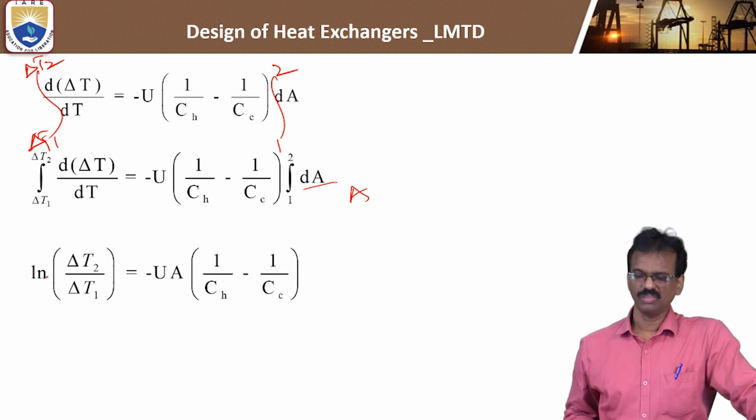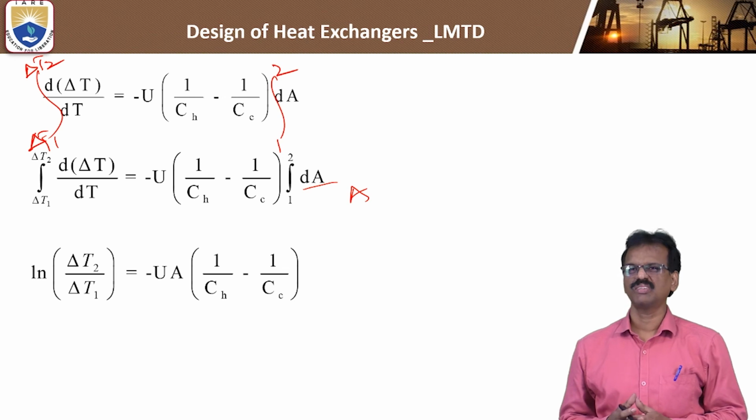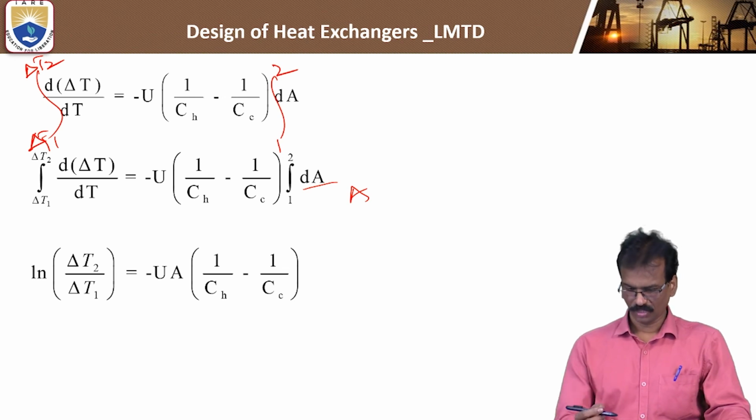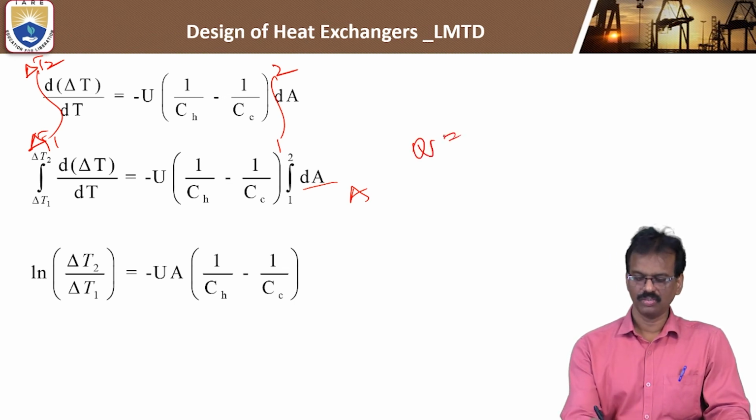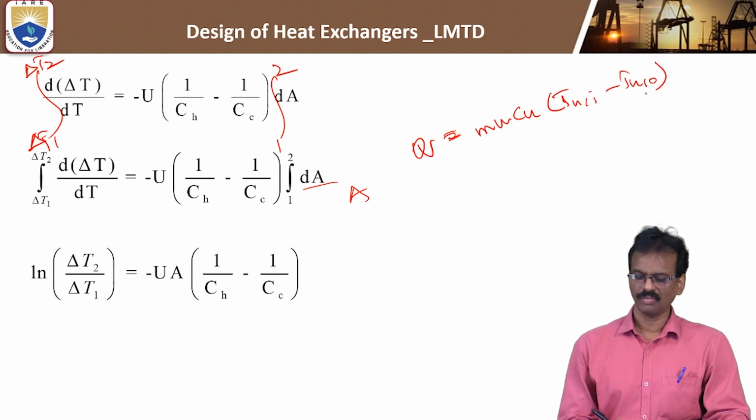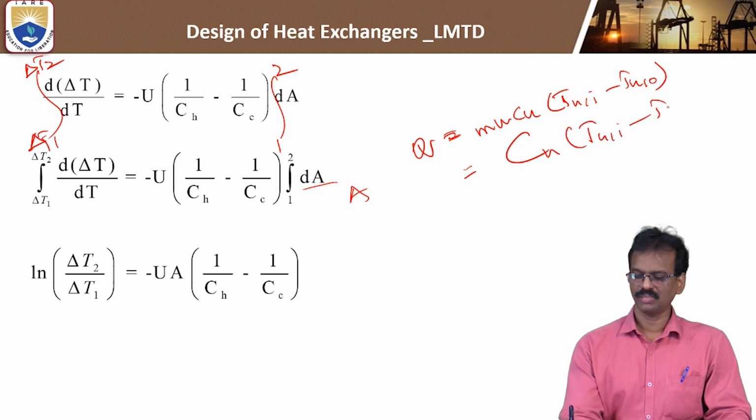Okay. Now you know the energy equation for the rate of heat transfer. According to thermodynamics, Q is equal to mH cH into the temperature difference of hot fluid inlet minus hot fluid outlet. Okay. mH cH is nothing but capital CH into hot fluid inlet minus hot fluid outlet.